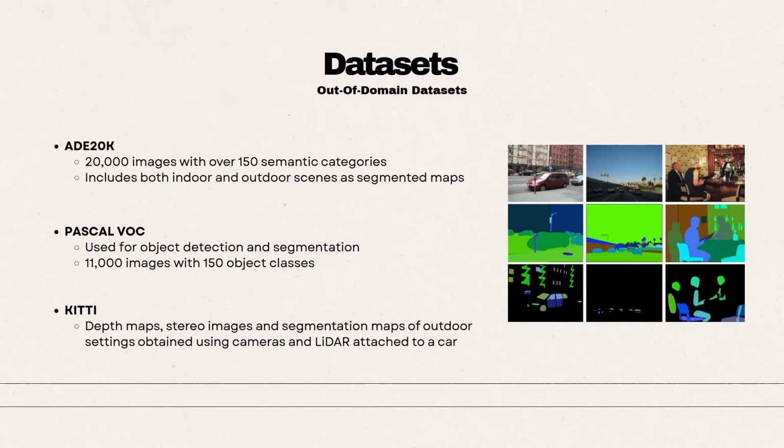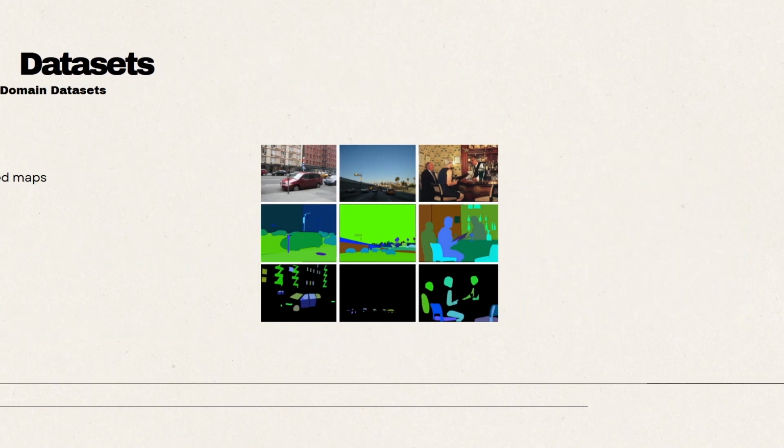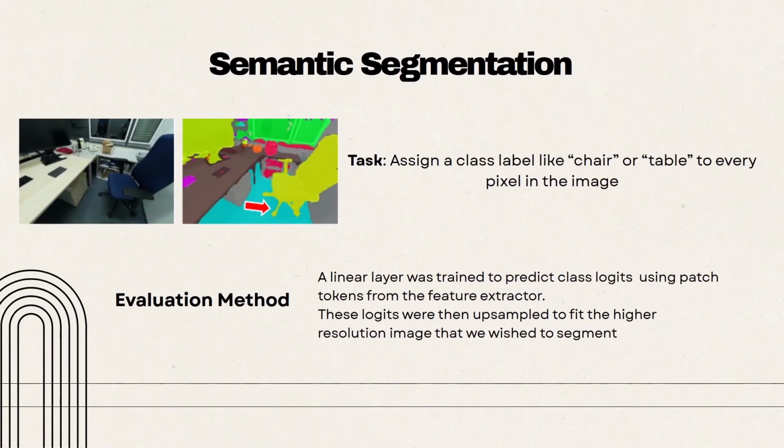Out-of-domain datasets included ADE20K, which is 20,000 images with over 150 semantic categories, including indoor and outdoor scenes as segmentation maps. Pascal VOC, used for object detection and segmentation, including 11,000 images with 150 classes. And KITTI, which is depth maps, stereo images, and segmentation maps of outdoor settings obtained using a LiDAR attached to a car.